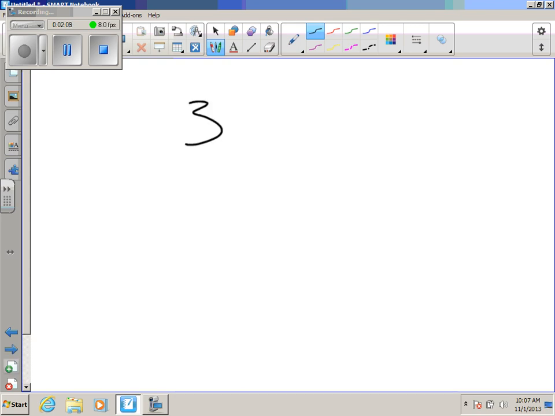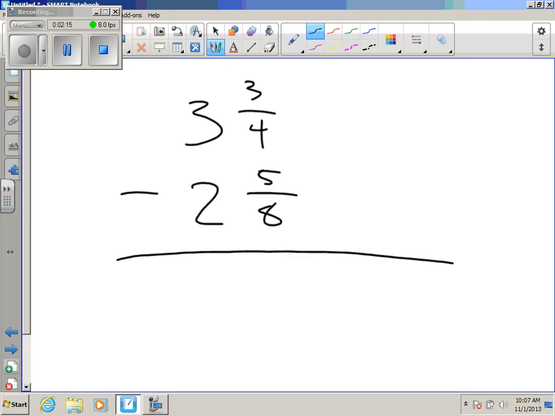3 3/4, and from the 3 3/4 we'll take away 2 5/8. So generally speaking, the same rules apply. In order to add or subtract, in this case subtract with fractions, they need common denominators. So again, we'll look at my larger denominator, which happens to be the 8. And yes, 8 does work also for 4. So 4 times 2, 3 times 2 is 6. This will stay the same.